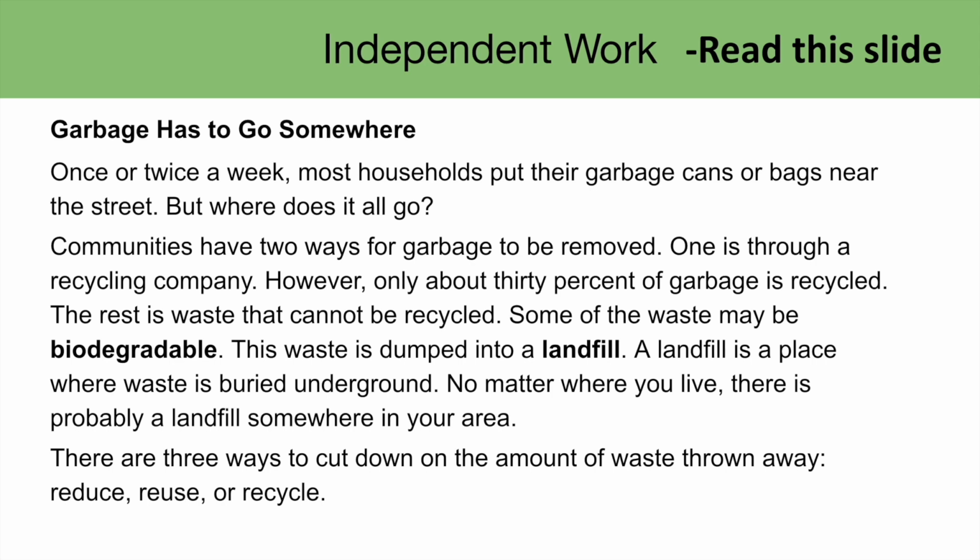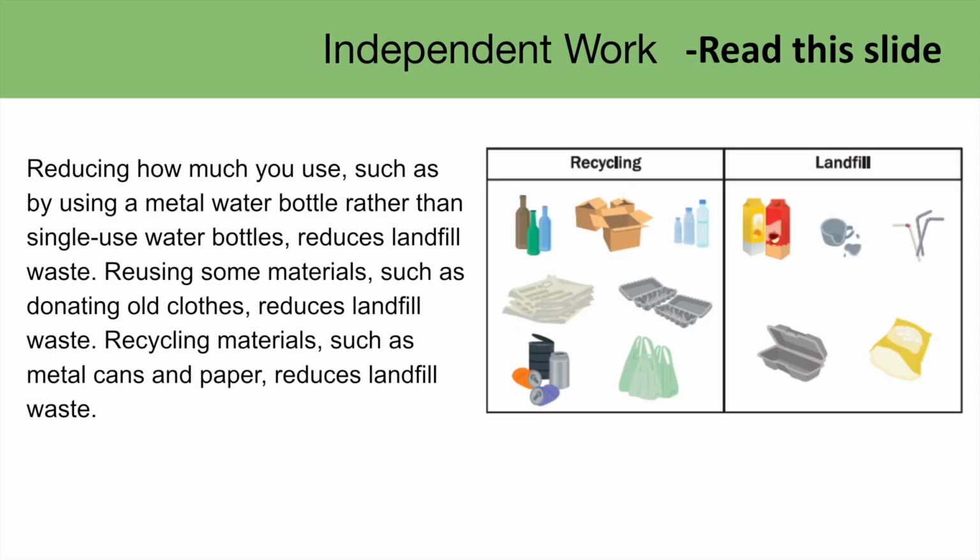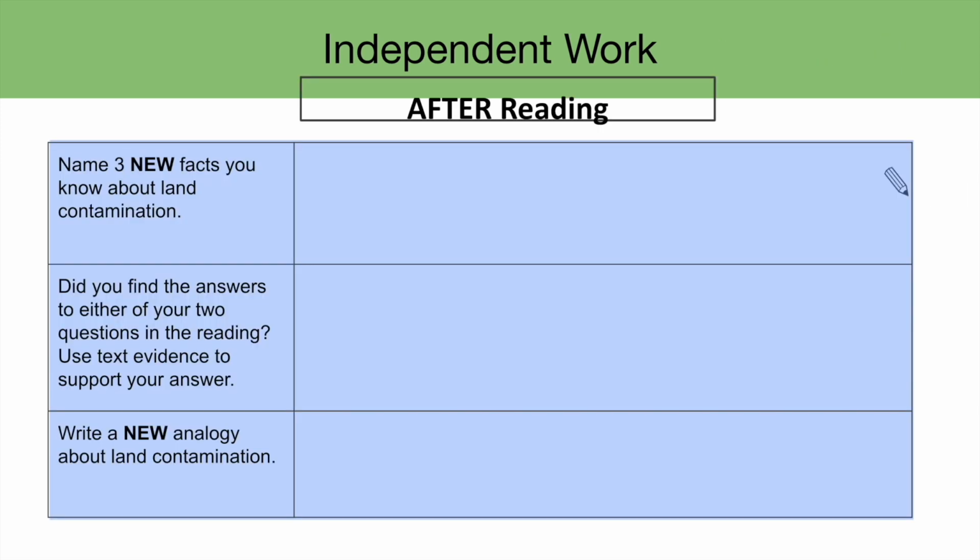There are three ways to cut down on the amount of waste thrown away: reduce, reuse, or recycle. Reducing how much you use, such as by using a metal water bottle rather than single-use water bottles, reduces landfill waste. Reusing some materials, such as donating old clothes, reduces landfill waste. Recycling materials, such as metal cans and paper, reduces landfill waste as well.